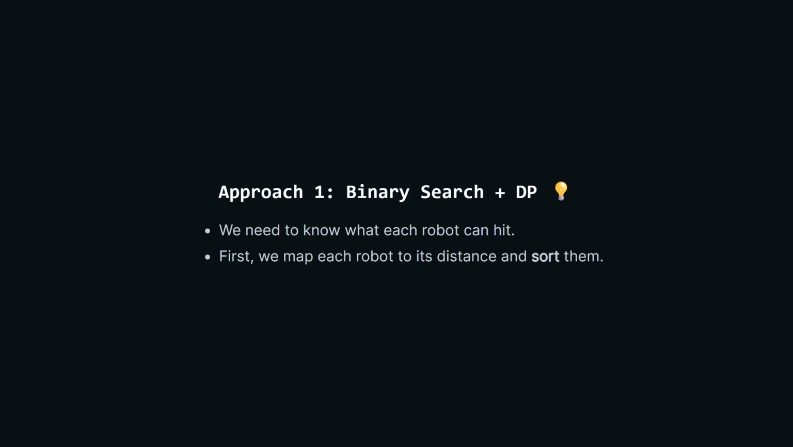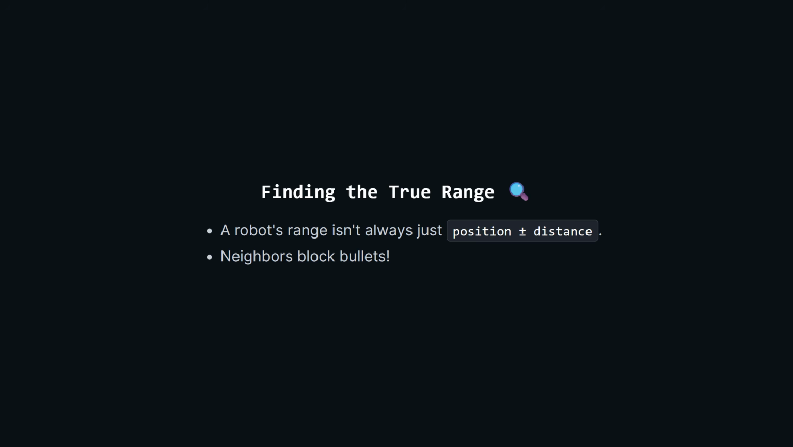So how do we solve this? The first approach combines binary search and dynamic programming. To start, we need to organize our data by linking each robot to its shooting distance, and then sorting everything from left to right. We need to figure out the true range for each robot.